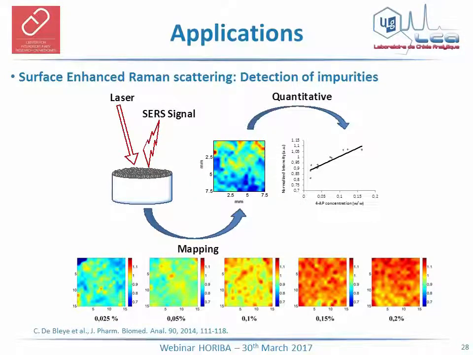Citrate-reduced nanoparticles were used as SERS substrate. As one can see, a quantitative approach was successfully developed, enabling to quantify 4-aminophenol from 0.025 to 0.2% in paracetamol tablets. Considering the development of a quantitative application, the optimization of the way used to cover the sample is a critical step in order to obtain a homogeneous covering of the sample surface and thus repeatable results.